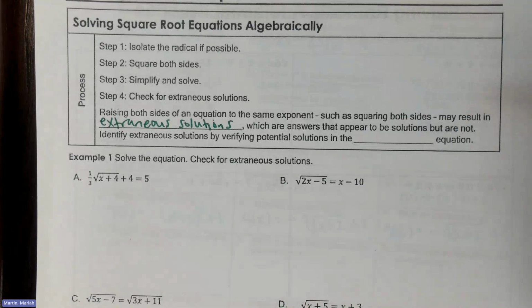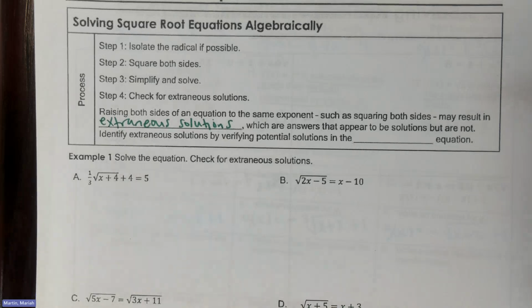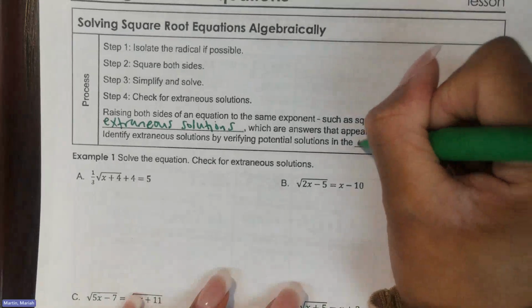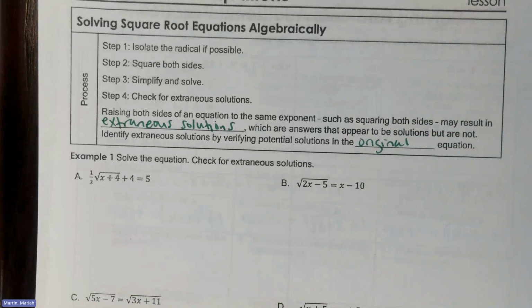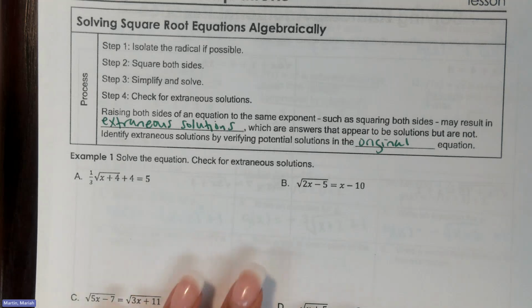To identify extraneous solutions, we're going to verify them by plugging them into the original equation. When we plug answers into the original equation, if we get a true statement, then it is a solution. But if it's not, then it's an extraneous solution. It appears to be a solution, but it's not.